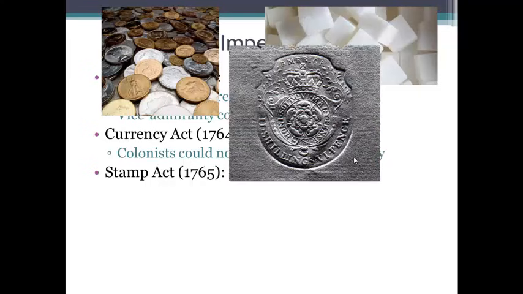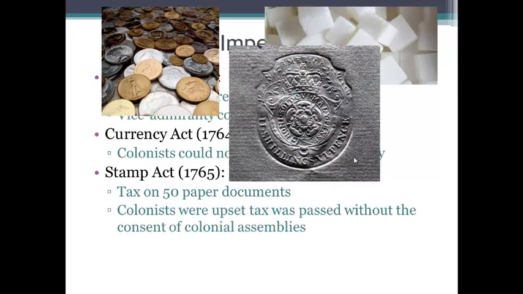Stamp Act of 1765. This was a tax on 50 paper documents, including newspapers, playing cards, marriage licenses, any legal document you could think of. And virtually every colonist bought something that would be affected by the Stamp Act. So they were very upset that this act was passed without the consent of the colonial assemblies. We will see a theme here soon that the colonists are not against taxes that are passed by their own representatives in colonial assemblies. They're simply against taxes that are passed without their consent or their representation.